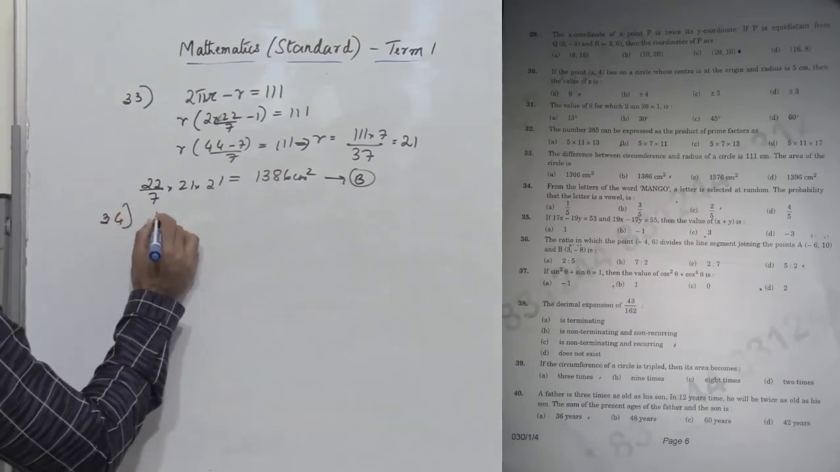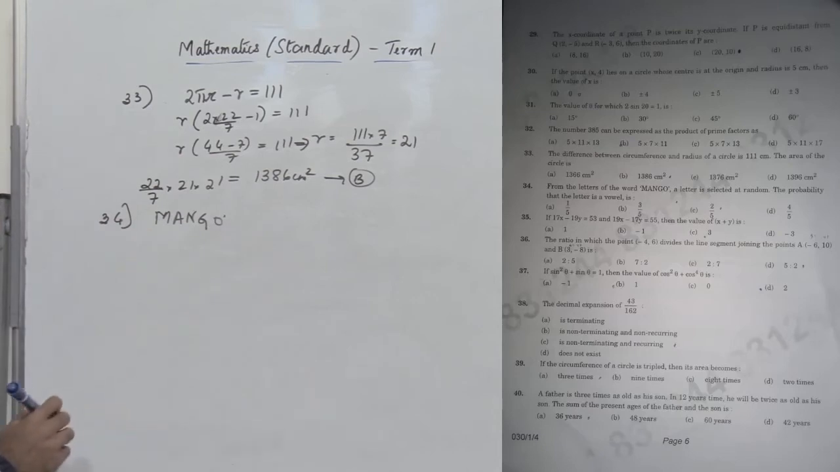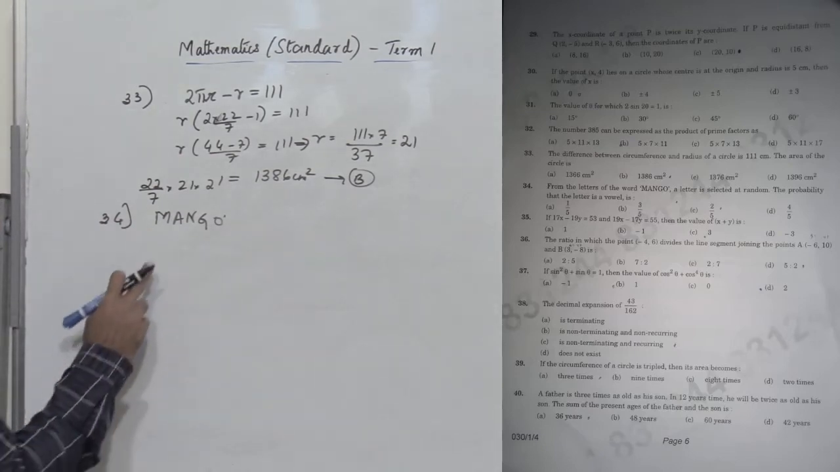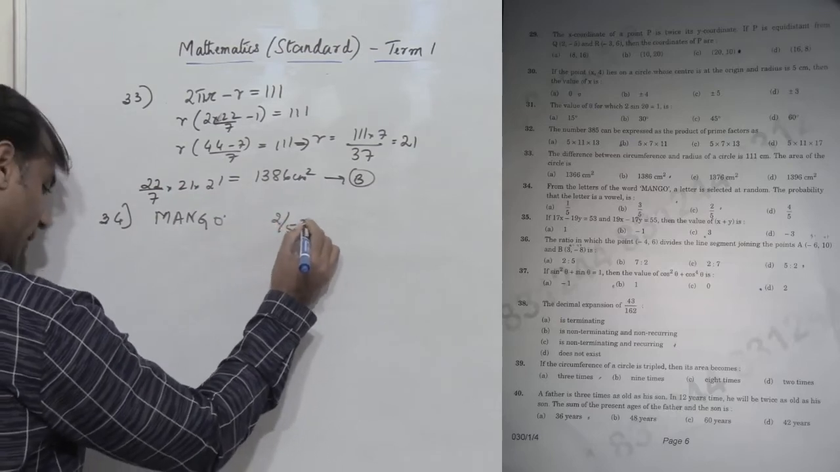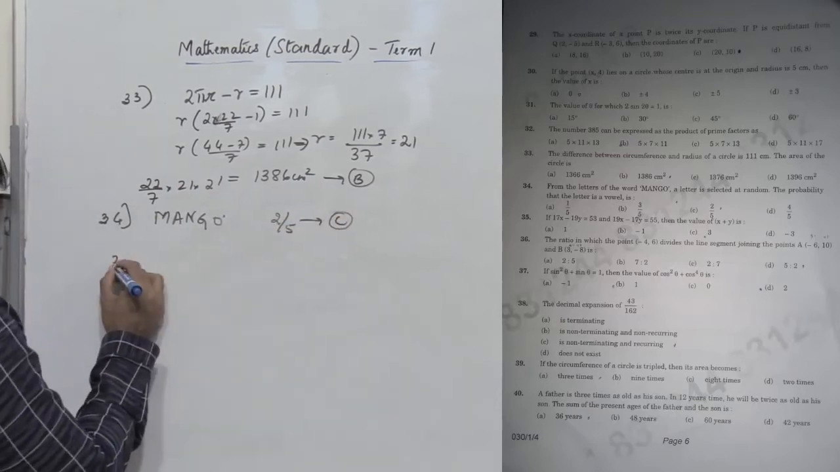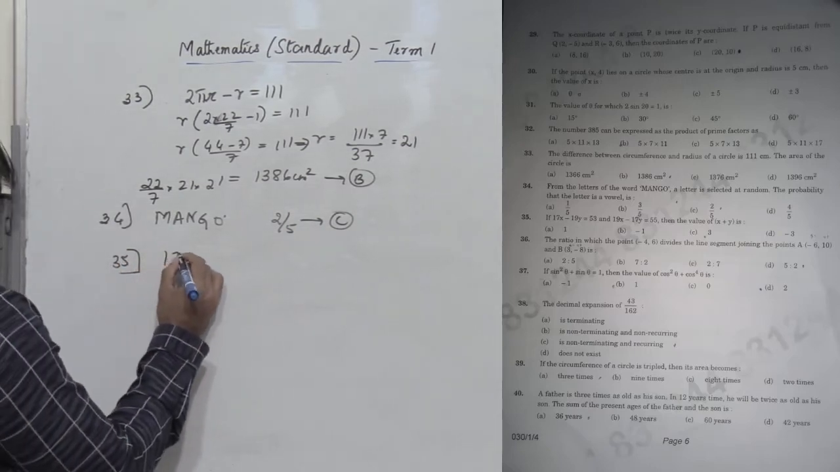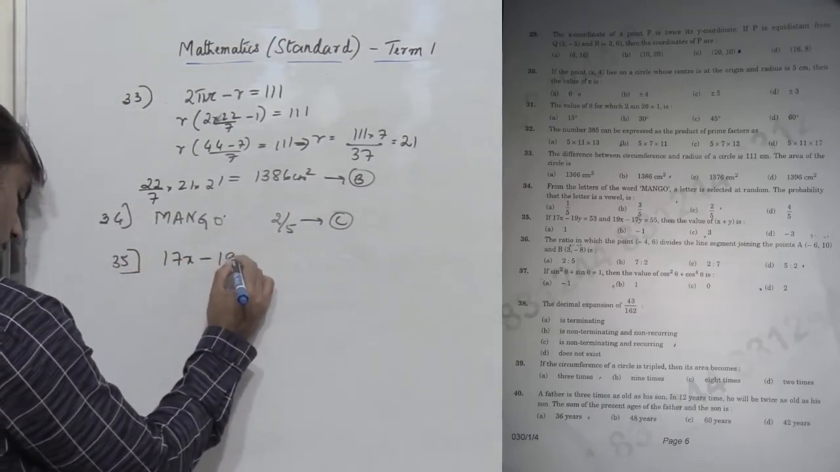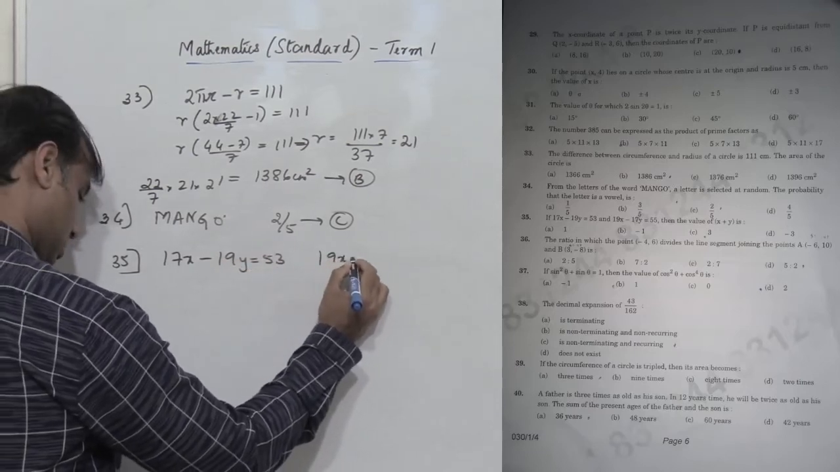34. You have the word mango. Find the probability that a letter is a vowel. So there are two vowels, A and O. So it's going to be 2 by 5, option C. Very easy problem.